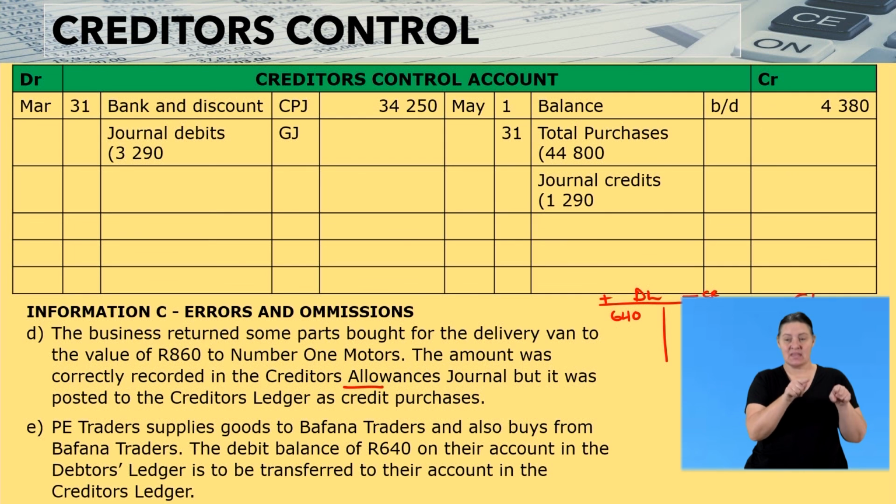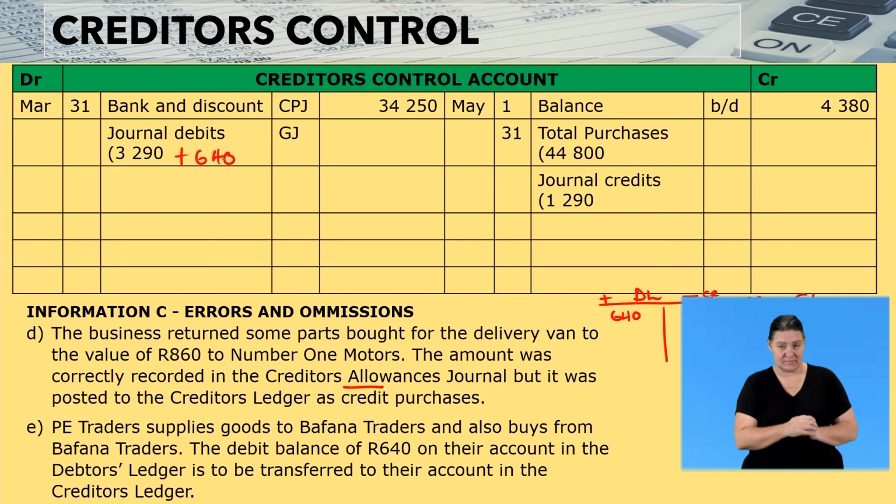And to complete double entry, I will need an account that I debit, and I'll debit my creditors ledger. So I'll say 640. What we are busy preparing is the creditors control account. Therefore, it means I'll come to my creditors control account and I'll come to my general debits. I would then say plus 640.